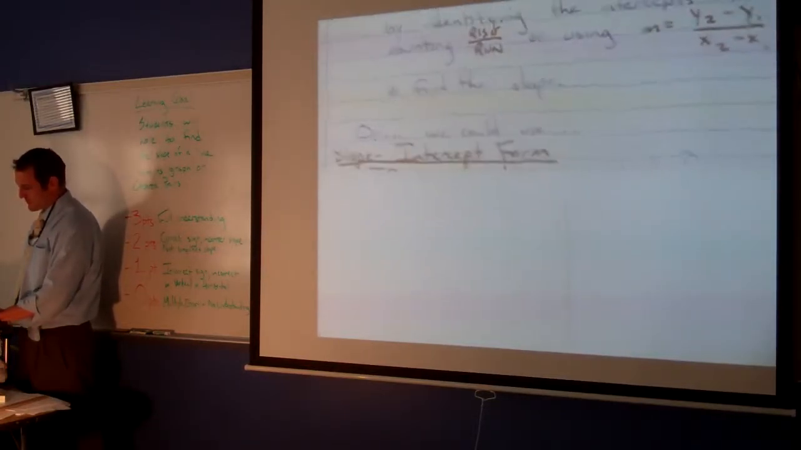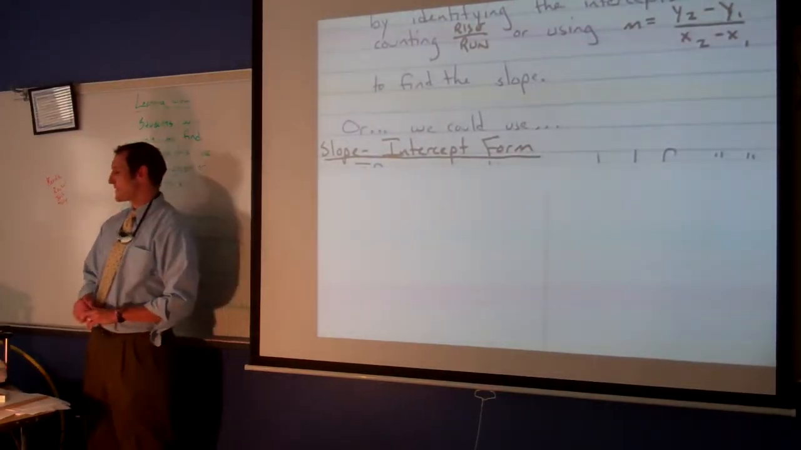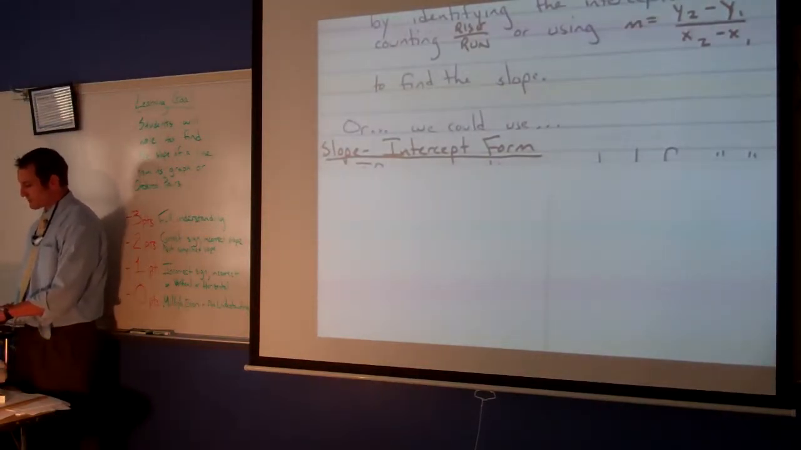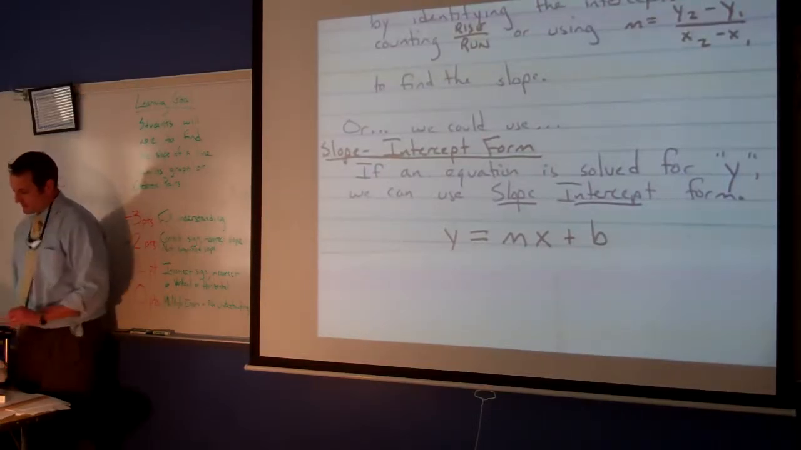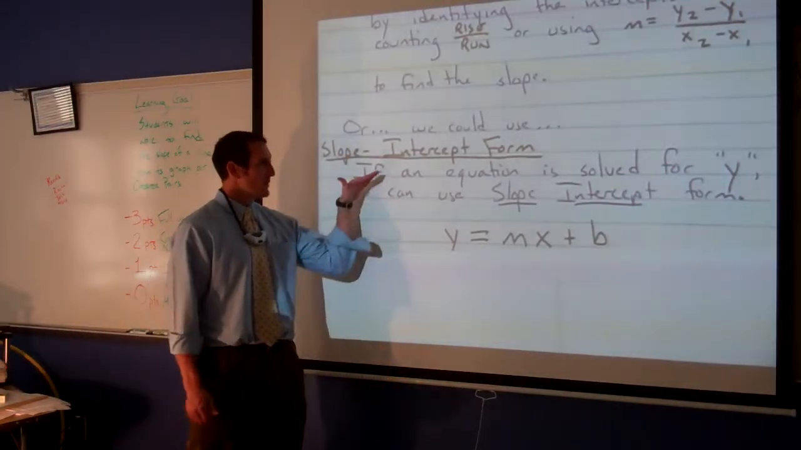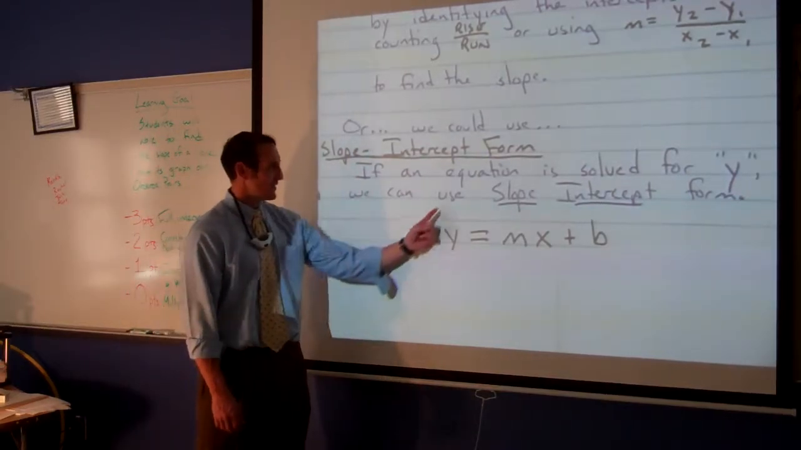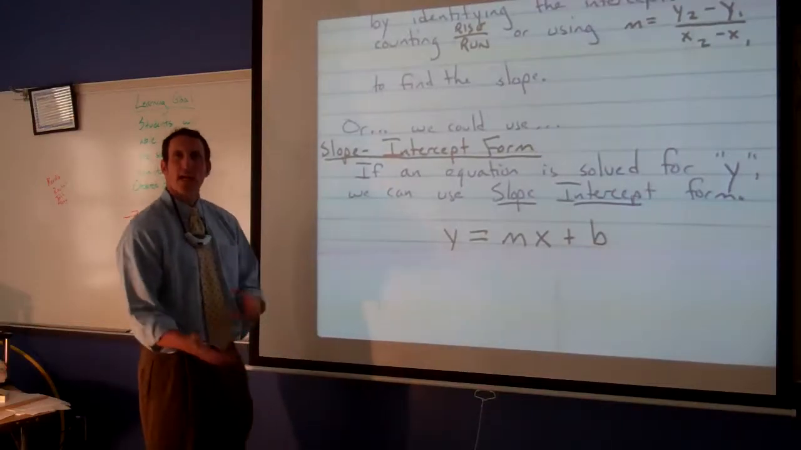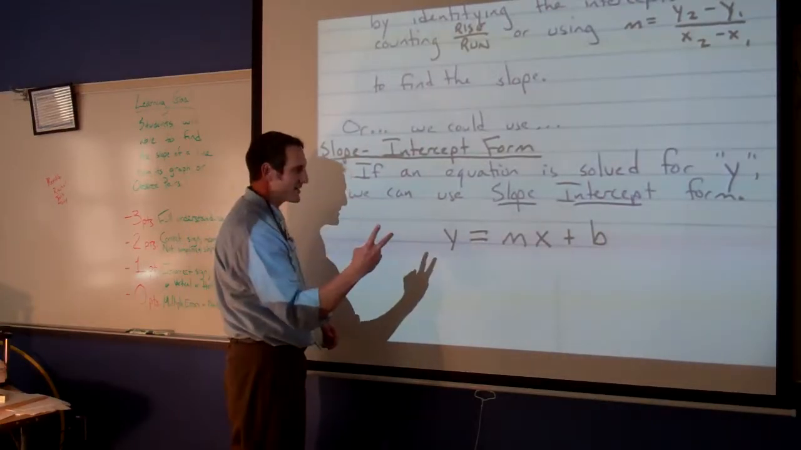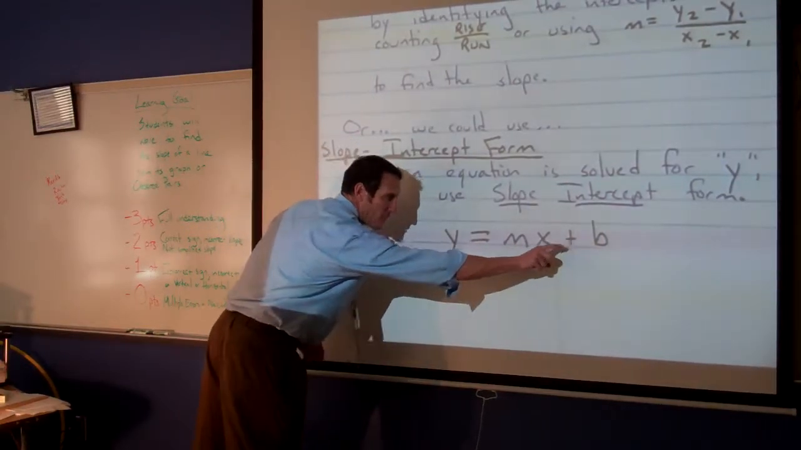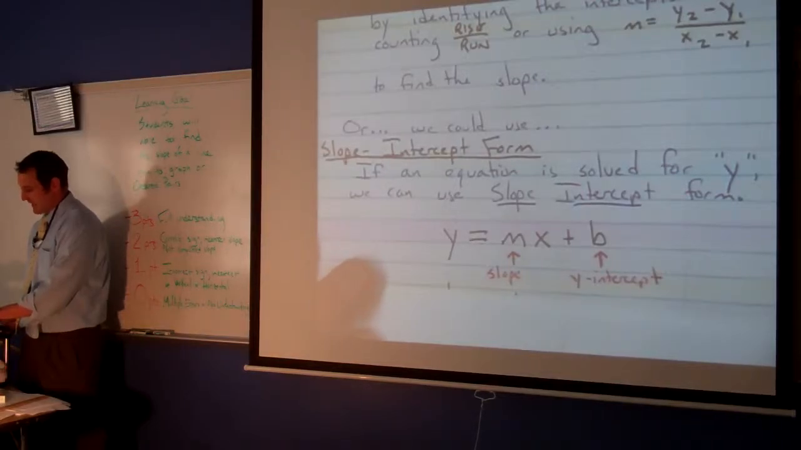So what we can learn to use is something called the slope-intercept form of an equation. An equation is in slope-intercept form when y is by itself, when the equation is solved for y. The reason we call it slope-intercept form is that when the equation is solved for y, we can easily identify the slope and the y-intercept.